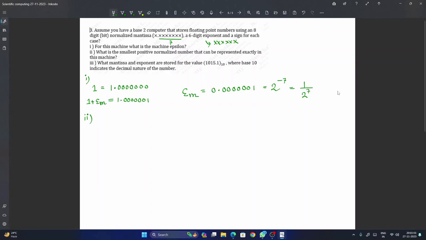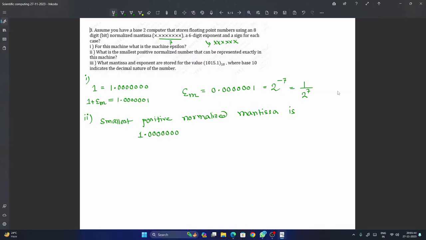Now question number 2, what is the smallest positive normalized number? So you have to calculate the positive normalized number. The smallest positive normalized mantissa is 1.0000000, because you have a normalized mantissa. If you take any other one on the right hand side, it will be bigger than 1. So the smallest positive normalized mantissa is 1 point 7 zeros.